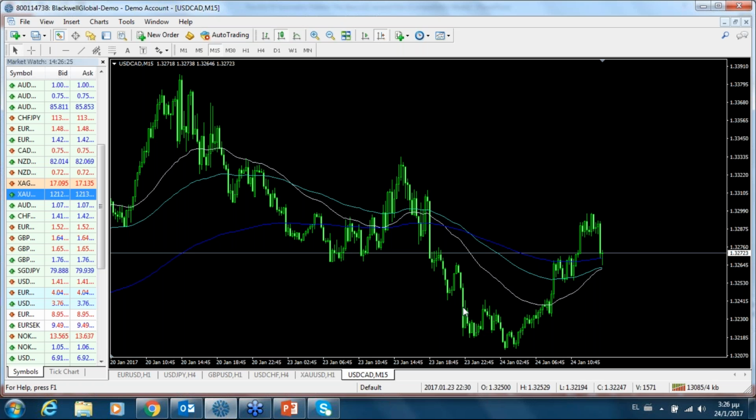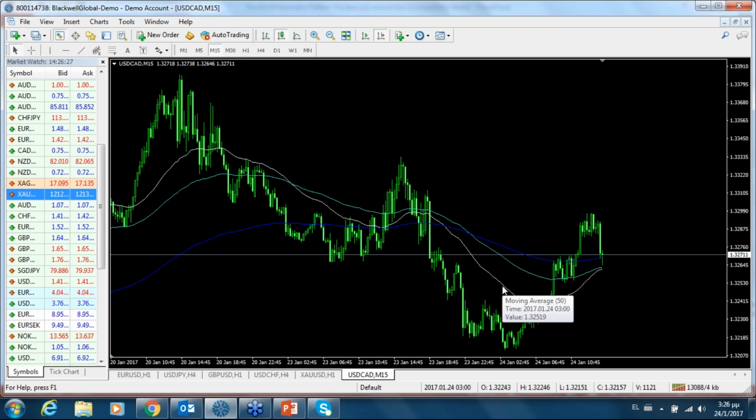Okay, so the further away these candles are from these 3 lines, the stronger the trend. Whether it's an upside or downside. So remember, above the lines, uptrend, under the lines, downtrend. Okay, so this is it for the USD/CAD.